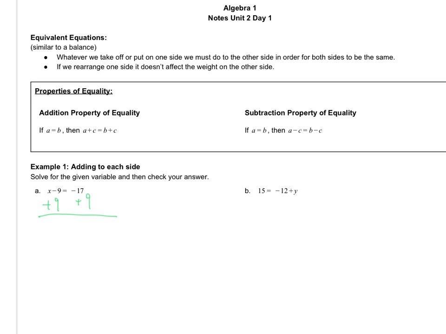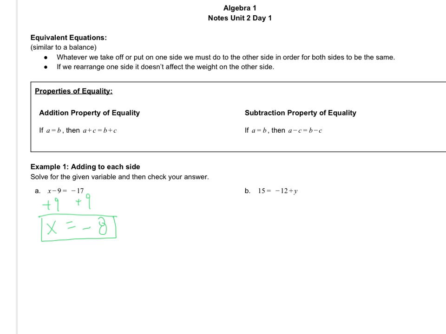So on this side, minus 9 and a positive 9, combining like terms, will leave us with just the x by itself. So here I'm left with x. I'm going to bring down my equal sign, equals. And then on the right-hand side, I have negative 17 plus 9, which will give me a negative 8. So I know that x is equal to negative 8.